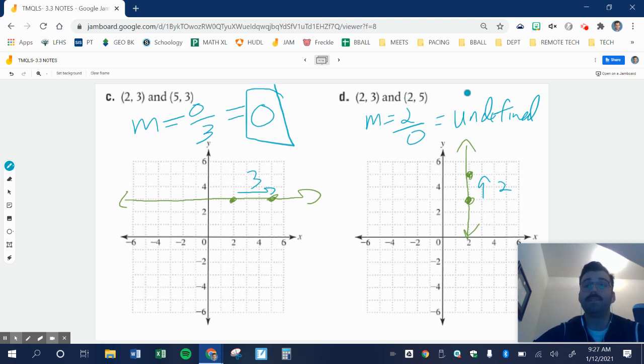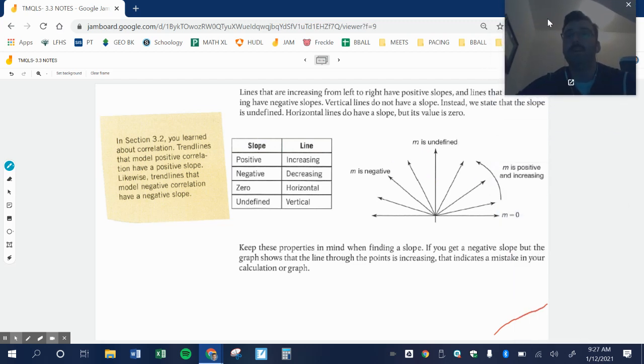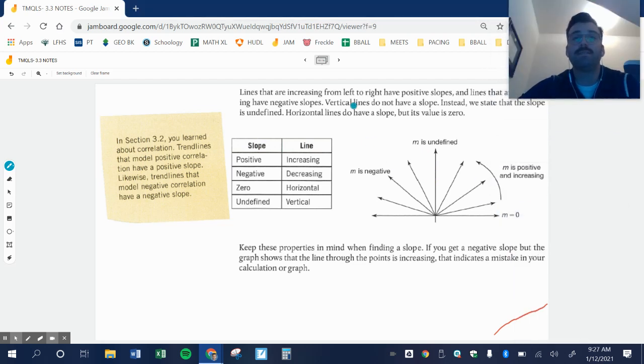This one's a little bit different. This is a vertical line, straight up and down. I go up 2 units, but I don't travel left and right. So it's 2/0. Well, I can never divide by 0. You're not allowed to do that. Since we can't divide by 0, we call that slope undefined. It's going to be our last slide for today, and then we'll head back to the class.